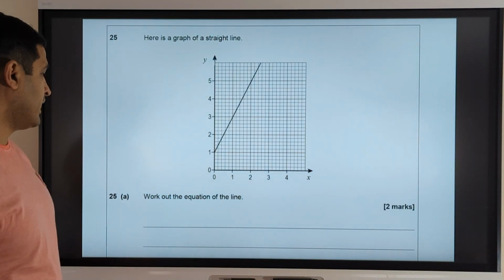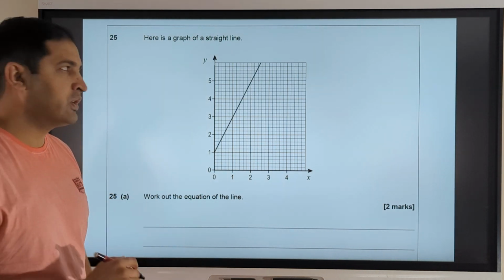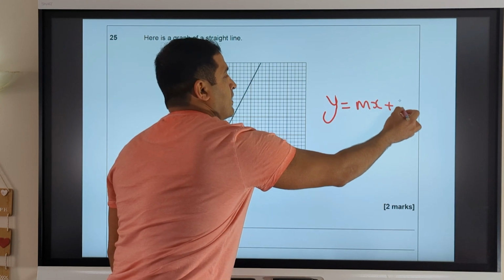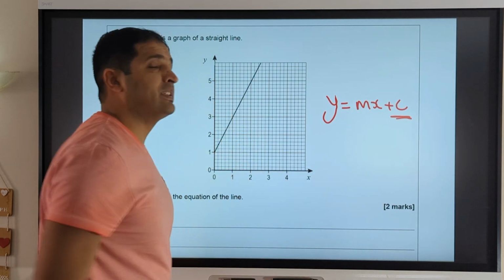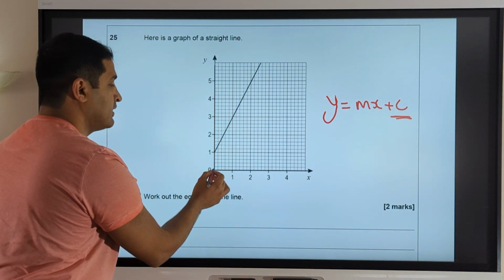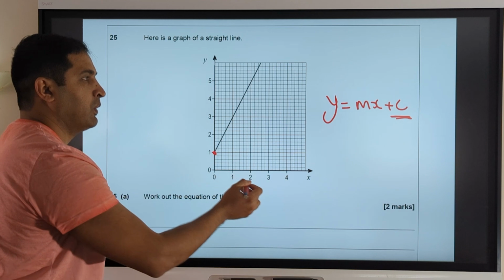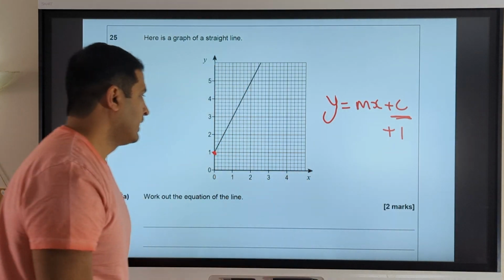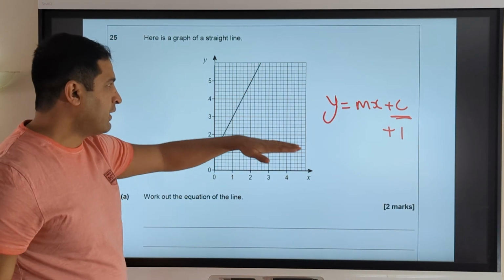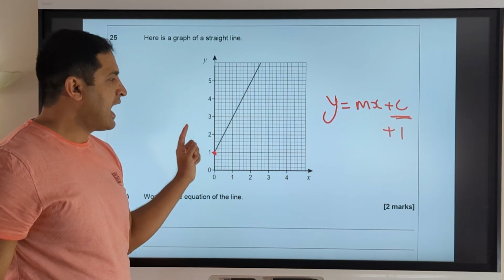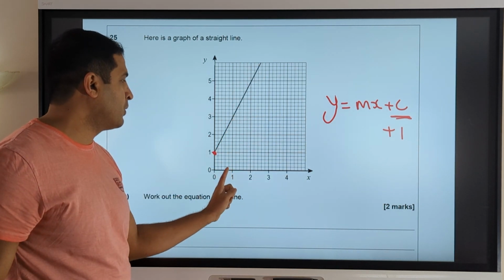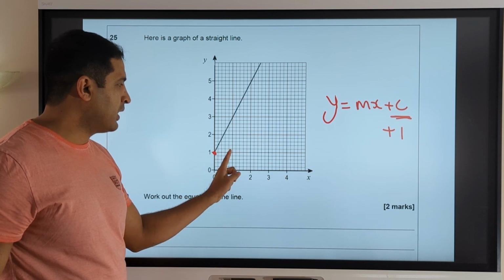There's a graph of a straight line. Work out the equation of the line. So the equation of a straight line always comes in that form. y equals mx plus c. Now the c is the y-intercept. When the x value is 0, what is your y value? That comes from here. So when x is 0, the y value is there. That's 1. So we know the c is positive 1. Now the gradient is the slope. The m is the slope of the line. How quickly the y rises when you move 1 across the x-axis. So when you go from 0 to 1, I moved 1 across.